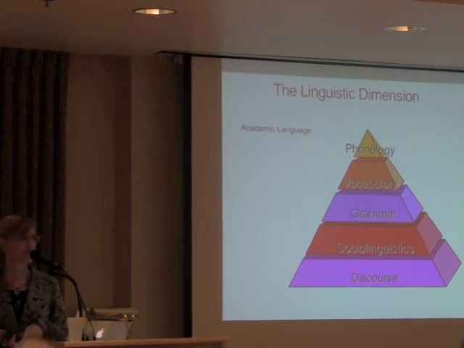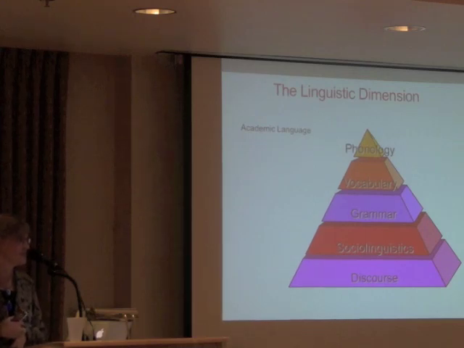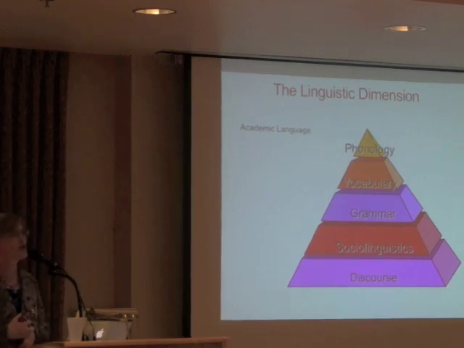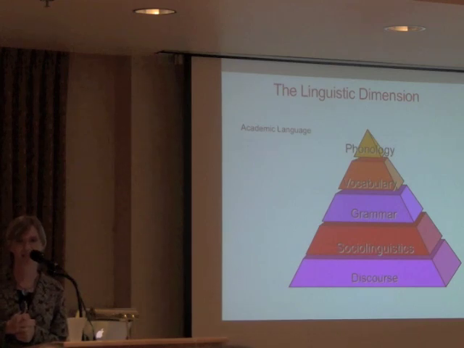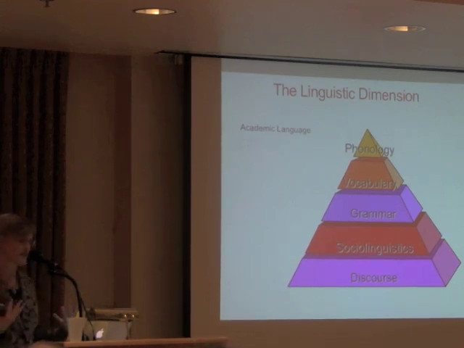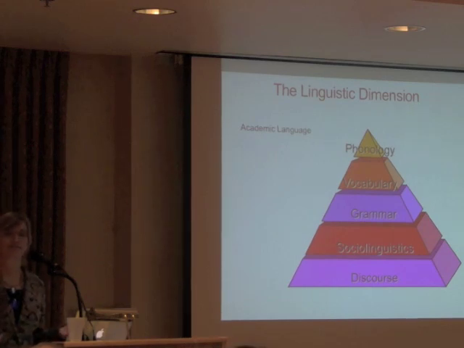Sociolinguistics. Who says what to whom for what purposes? Who do you have permission to talk to? Who do you have permission to call by first name versus last name? Those are unspoken rules of language that need to be made more explicit.